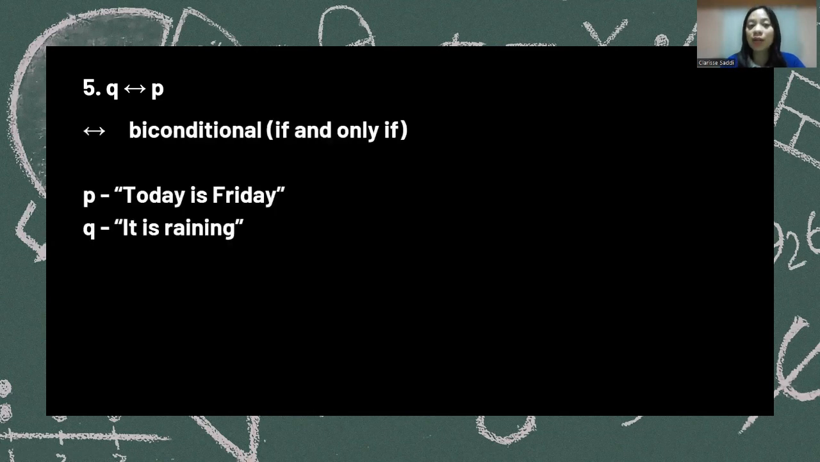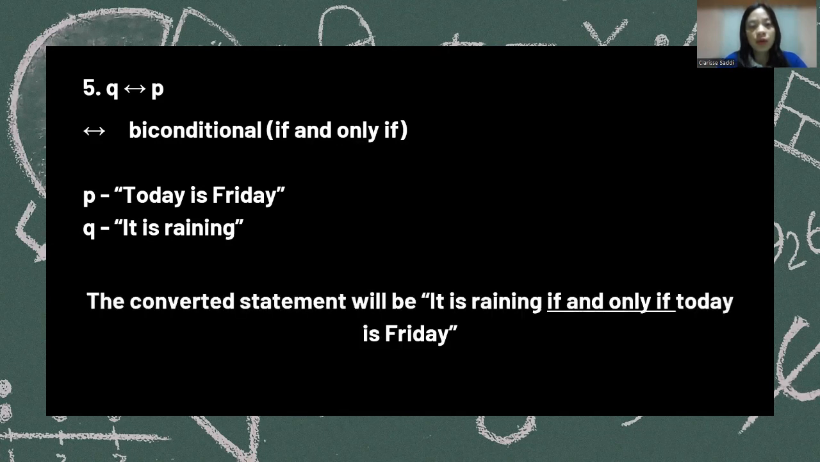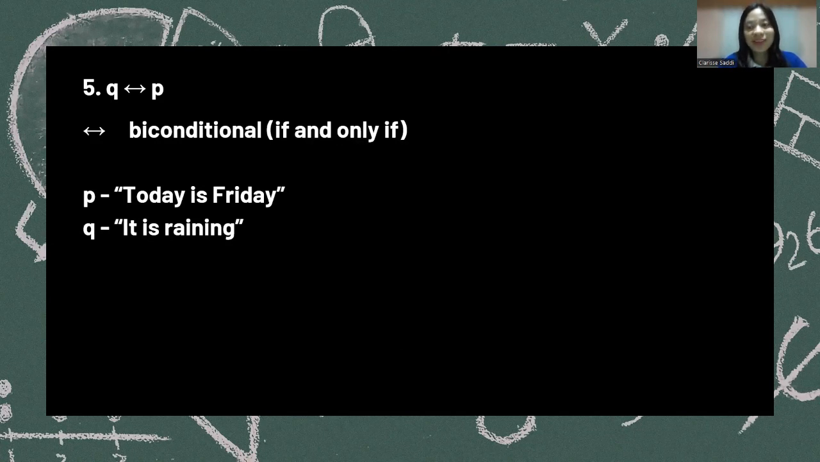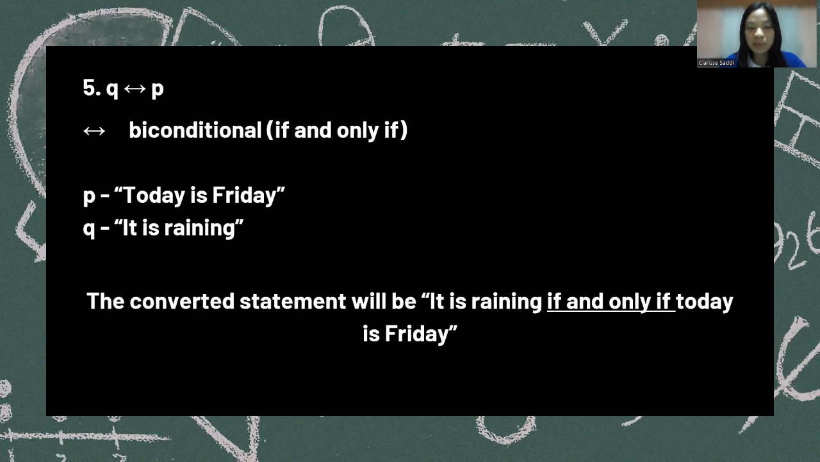So for the next or fifth example, we have the biconditional or the if and only if connective, and we have the P and Q statements, which is today is Friday, then it is raining. So the converted statement will be it is raining if and only if today is Friday. So we just simply connected or combined the two statements by applying the biconditional or the if and only if connective here.